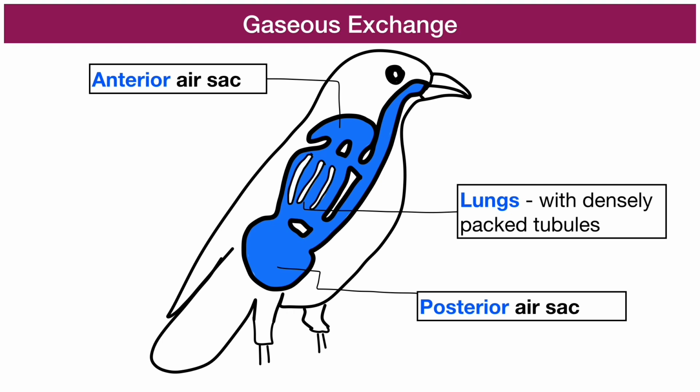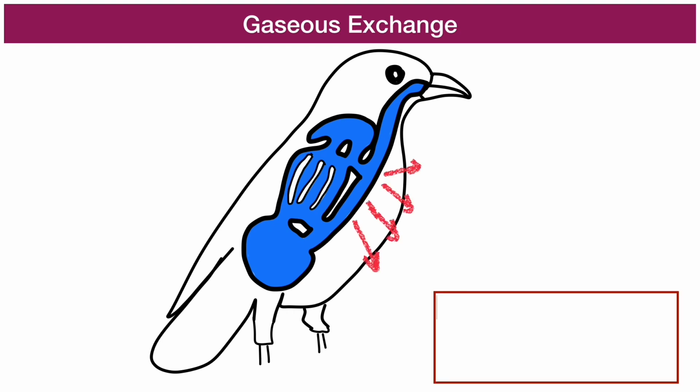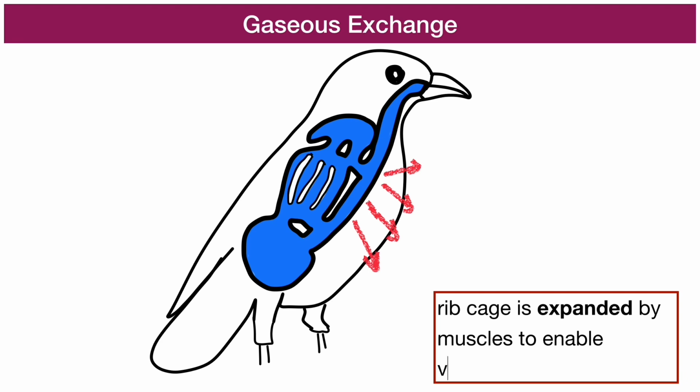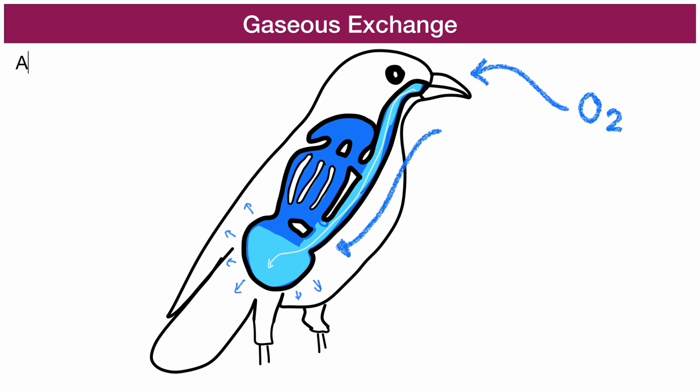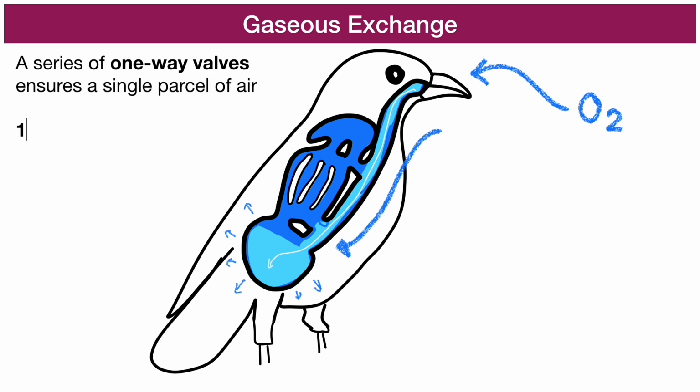So when the bird breathes in or inhales oxygen, its rib cage expands, and the muscles also expand to allow for this ventilation to happen. So ventilation just meaning breathing. The oxygen enters the bird's beak and it flows through one of the tubules through a series of one-way valves. Valves have the ability to open and close, one way obviously meaning in one direction, and this allows the oxygen to be forced in one direction through the animal.